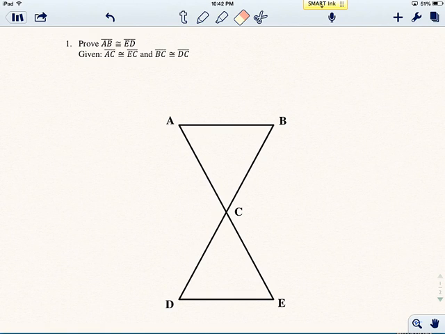Hey guys. All right, so we're going to take a look at this first proof here. Before we get into all this stuff, let's dive right into the steps.